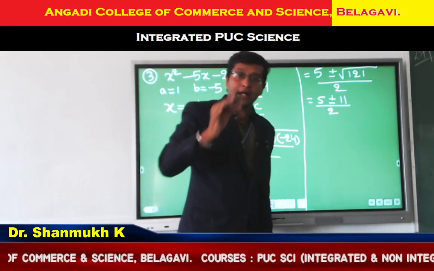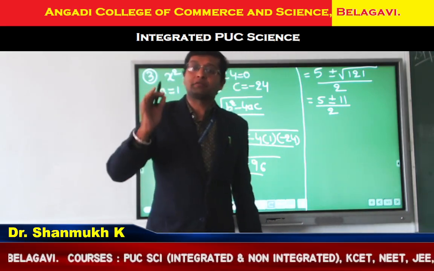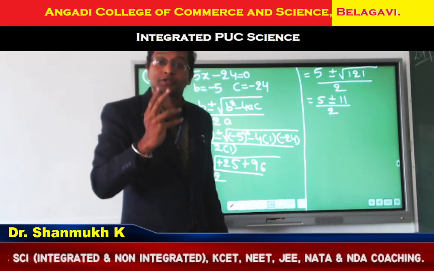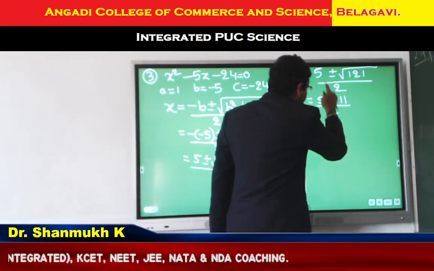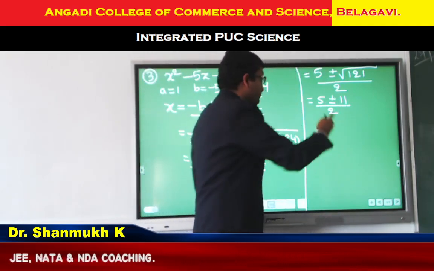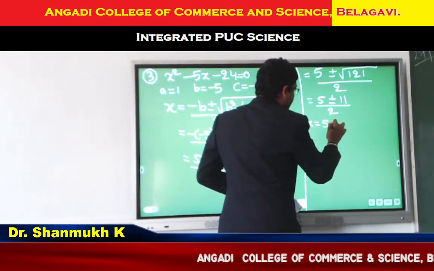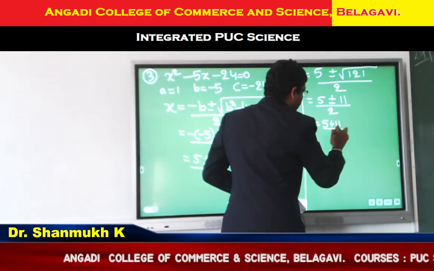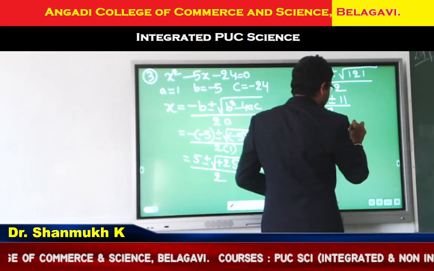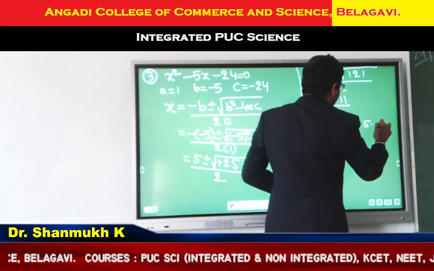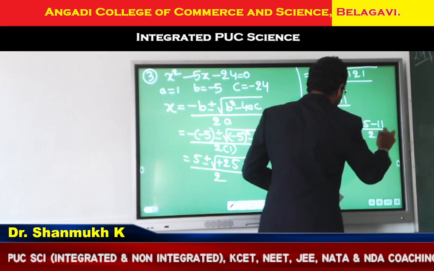So I told you that a quadratic equation leads to two solutions. One with a plus sign, another with a minus sign. So we get x as 5 plus 11 divided by 2. One more is 5 minus 11 divided by 2.